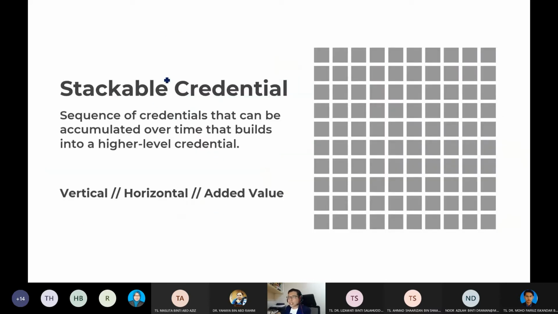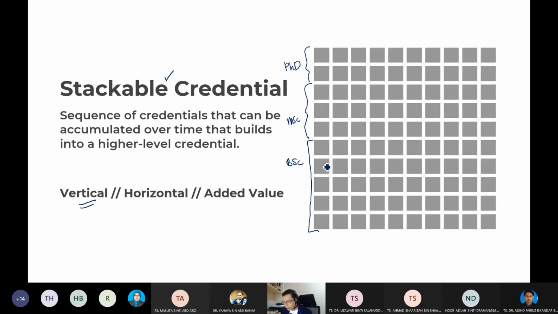Now, in MQA, they mentioned something called stackable credential. Okay, so a sequence of credentials that can be accumulated over time that builds into a higher level credential. What do we have right now? What we have right now is what we call the vertical. Vertical is, okay, this block here, this row. Let's say this is a bachelor degree. And then we have, let's say this block, a master's degree, and then at the top probably PhD. All right. So this is an example of vertically stackable credential.